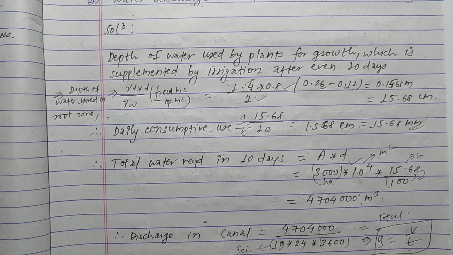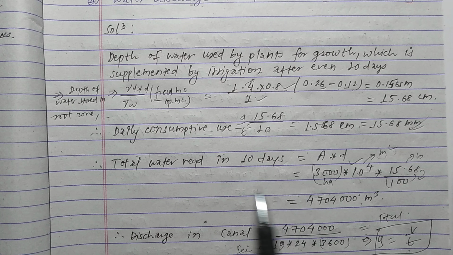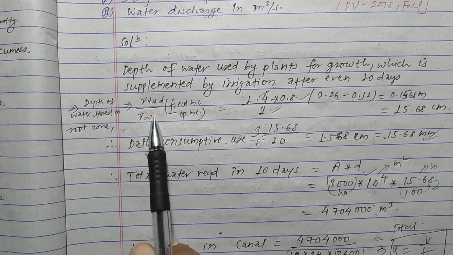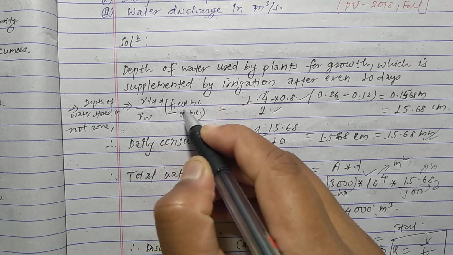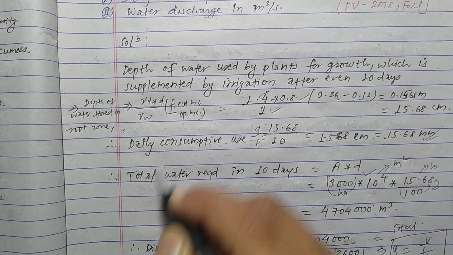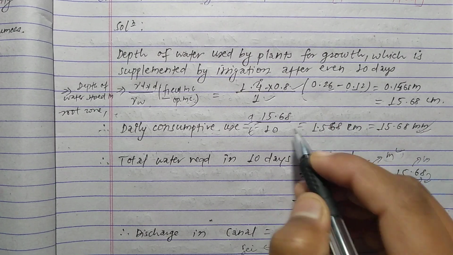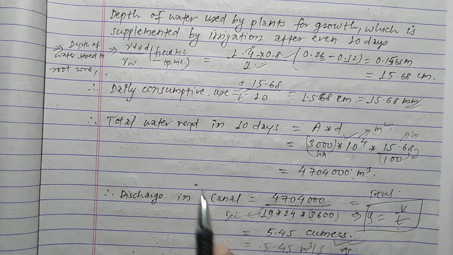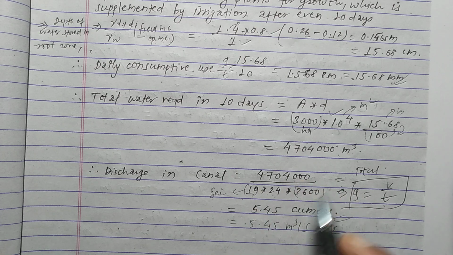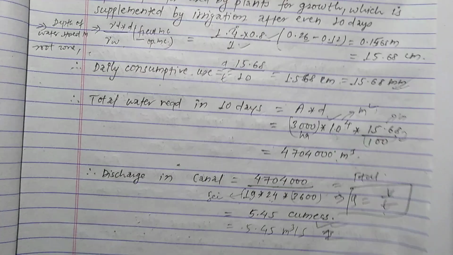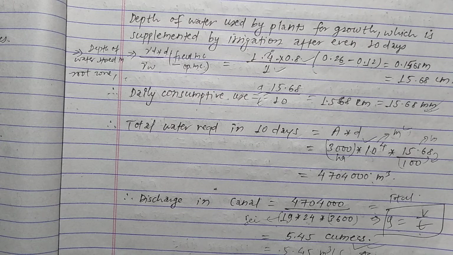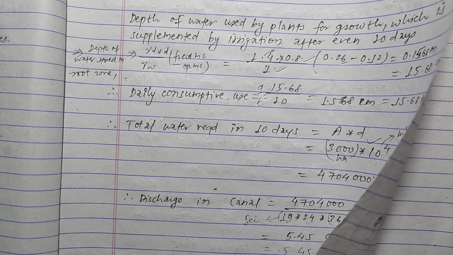For this you have to just remember this formula: gamma D into D by gamma of water into field moisture content minus optimum moisture content. In this way, and daily consumption is equal to D by T. We have to use this formula, Q equal to V by T. After knowing this formula, you can easily solve this numerical. Okay, so I hope you guys understand. Thank you very much. Now let's see two more numericals.